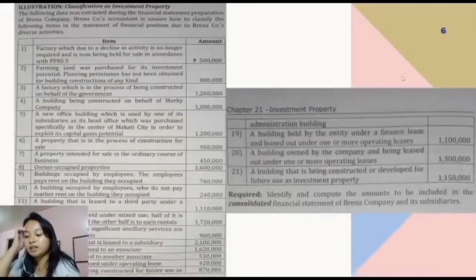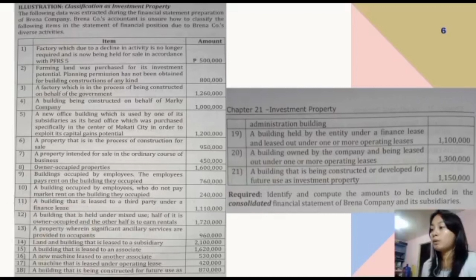So we have here an illustration for classification as investment property. The requirement is to identify and compute the amounts to be included in the consolidated financial statements of any company and its subsidiaries. So you can use this as a guide to answer. You can try this to answer. We have here the items and the amounts. So let's try to answer it.